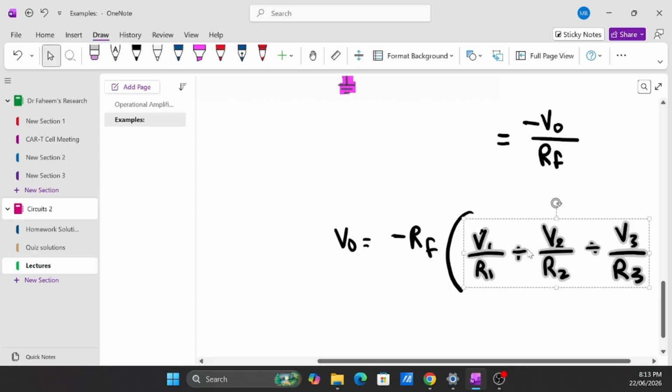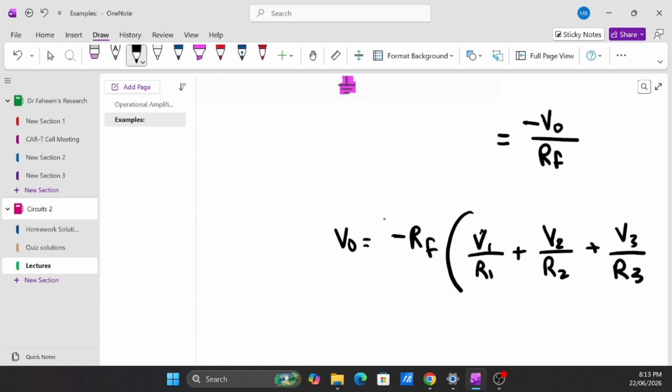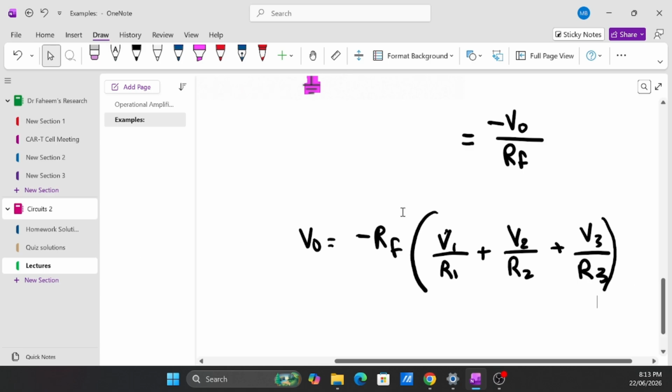Let's write that down here. So these are our examples from Circuits 1. That's a quick review of what we learned.